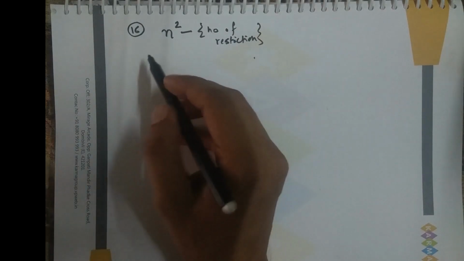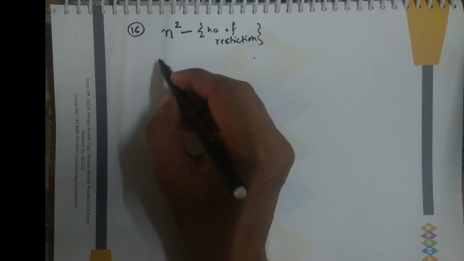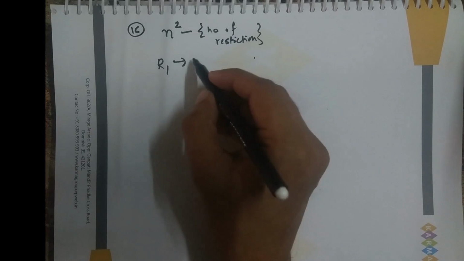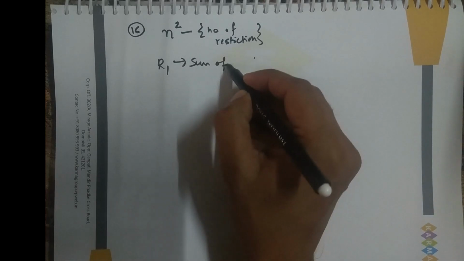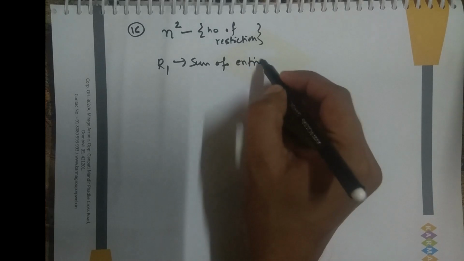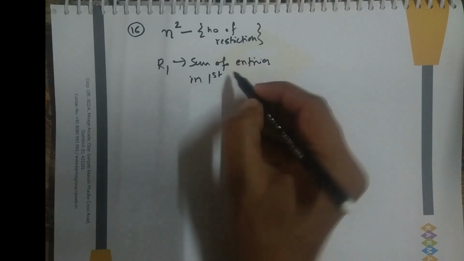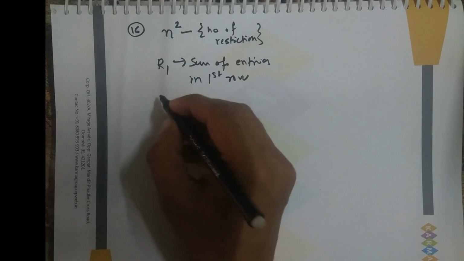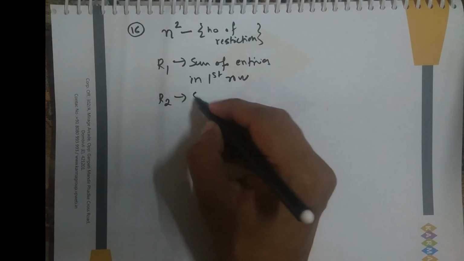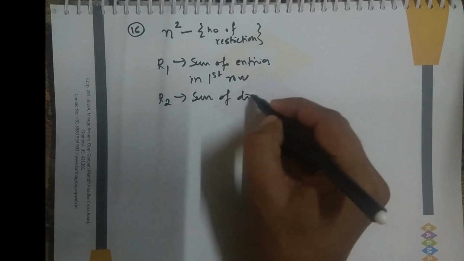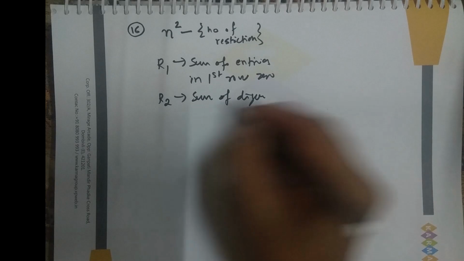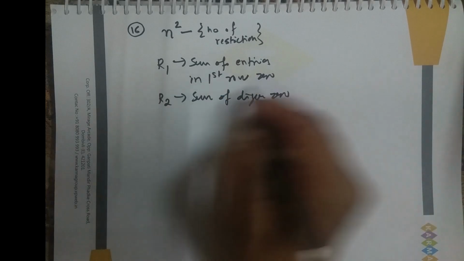Now, talking about this question, it has two restrictions. Restriction number 1 is the sum of entries in the first row. This is the first restriction. Restriction number 2, they have given the sum of the diagonal. So the sum of entries in the first row is 0 and also the sum of the diagonal is 0. So they have given two restrictions.